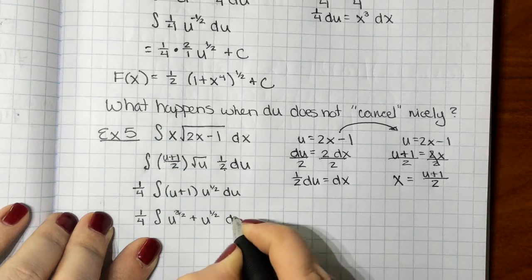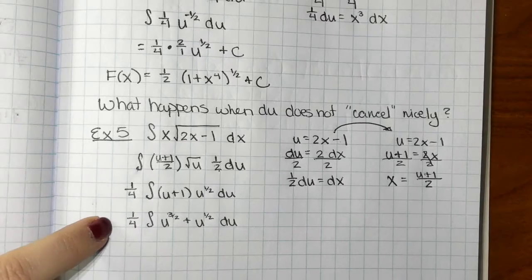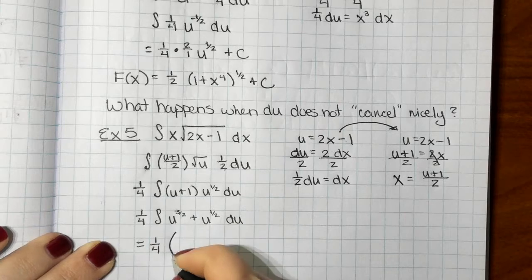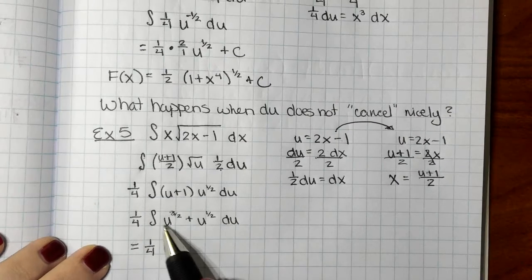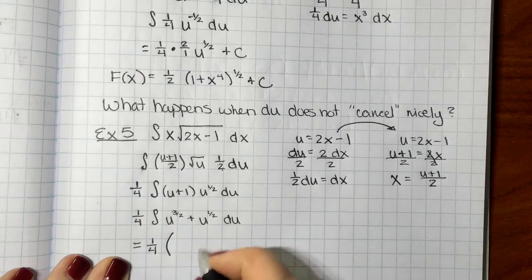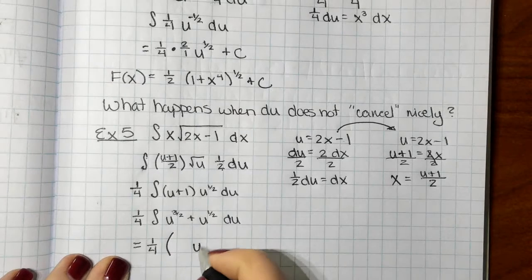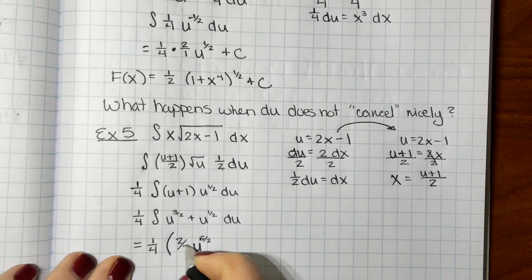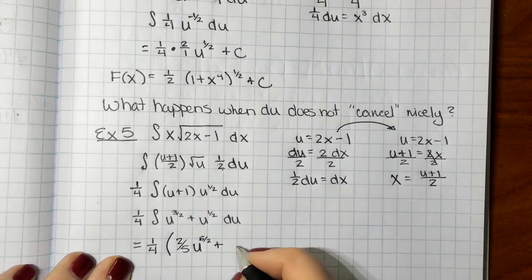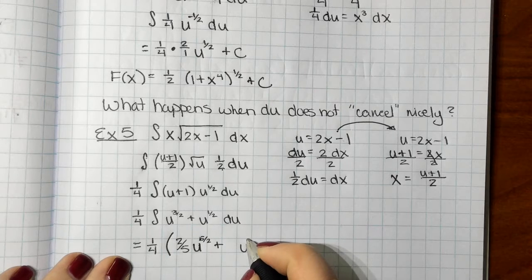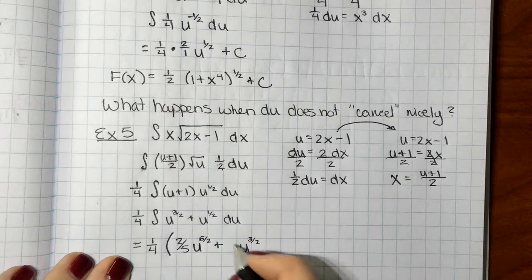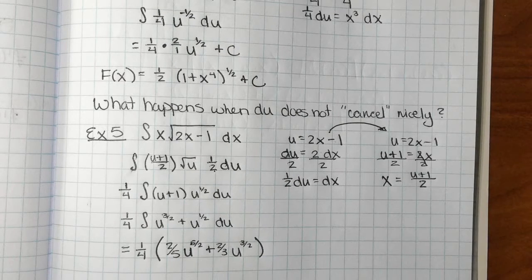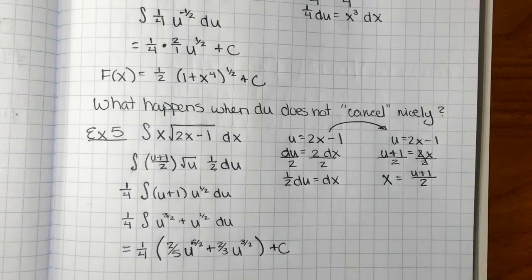And again, I have my du taken care of. That 1/4 can stay out front. So now, as I integrate it, 1/4, big parentheses. What happens with this right here? It's now going to become u to the 5/2, which means my coefficient is the reciprocal, 2/5, plus, when I integrate u to the 1/2, I get u to the 3/2. My reciprocal is 2/3. I can close my parentheses, and because it was not bounded, what do you need? Plus c.